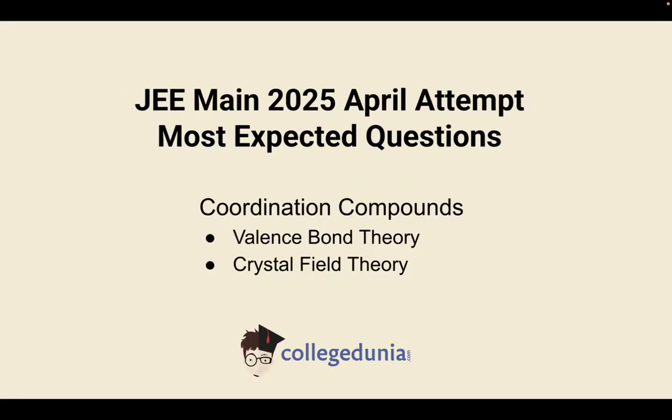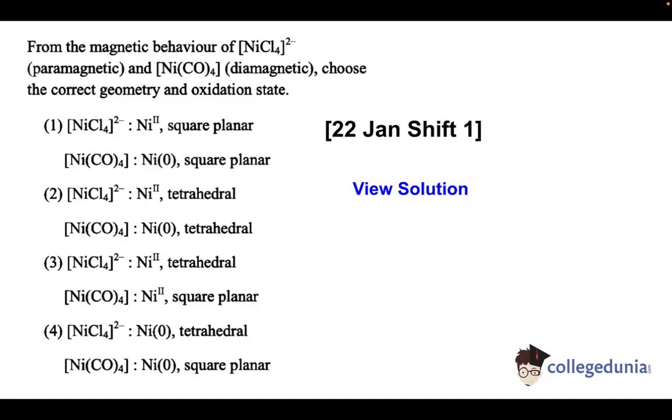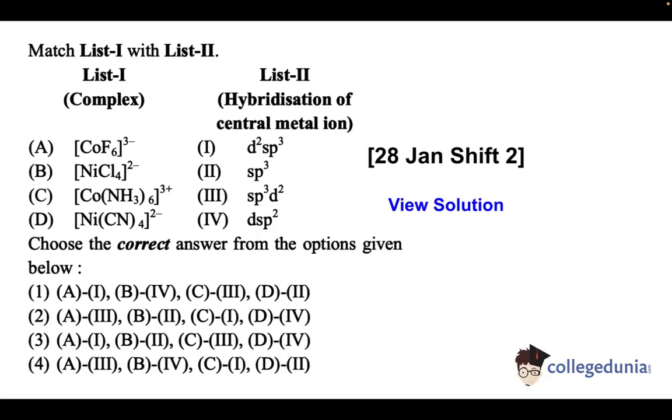Then next we have the coordination compounds topic. So this is one of the most asked question in January 2025 session. So these two topics, valence bond theory and crystal field theory, were the most asked questions. See, this has involved hybridization, which is a part of chemical bonding, and coordination compounds both. Moving on to next question.